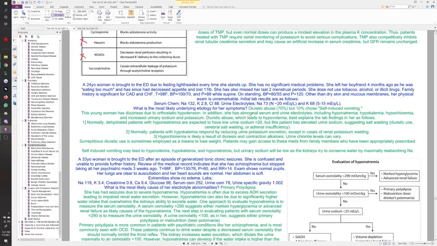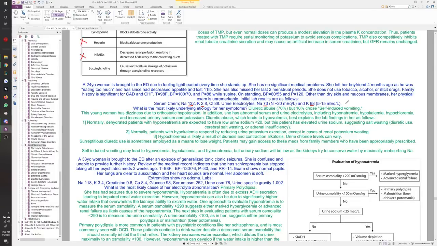This question was a really easy question about a young woman who was lightheaded, lost a lot of weight. She's missing her periods now. Blood pressure is extremely low, and then they do her serum chemistry, and sodium is looking on the lower end. Potassium is very low, right? Urine electrolytes show high sodium in the urine, high potassium in the urine.